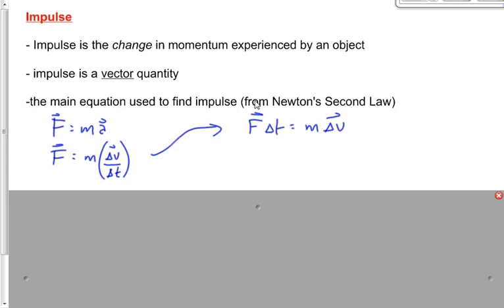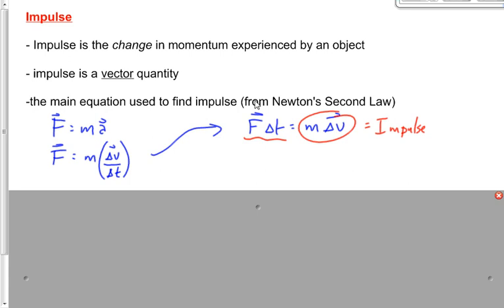So what do you think m times delta v is equal to? If mv is momentum, then m times change in v would be the change in momentum, or the impulse, yeah. So this is impulse. Impulse is m times delta v. But look what else impulse is equal to. Force times time.